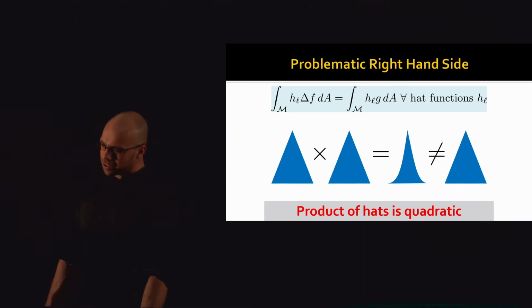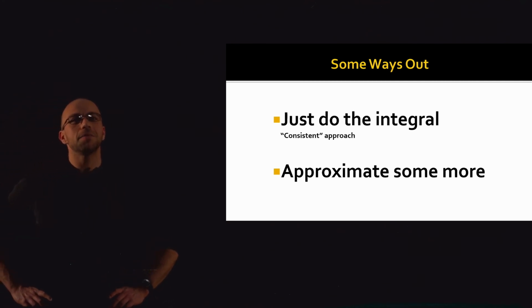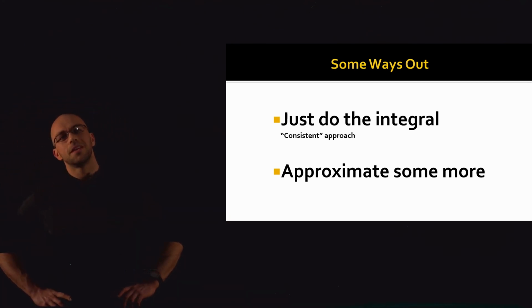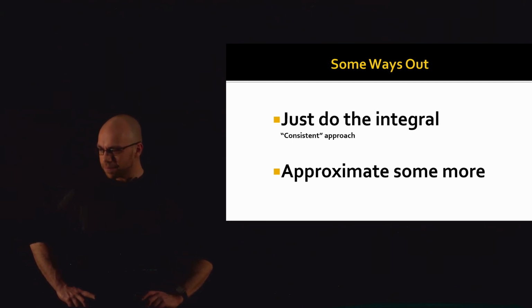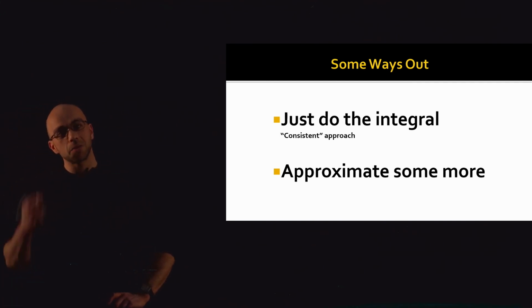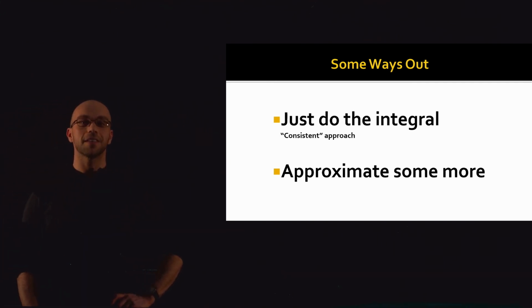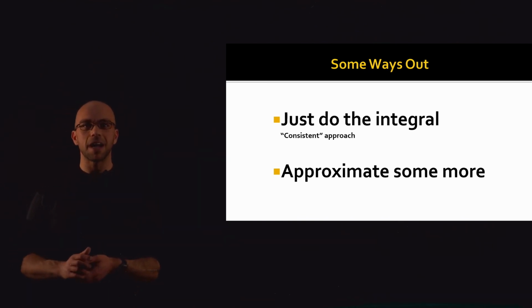Now, there are two different ways out. One is just to integrate this quadratic thing along a triangle. This is called consistent FEM. A second way out is to do a bit more approximation, and we'll cover both very briefly. So if we want to compute the actual integral of these hat functions against each other without their gradient, what we get is something called the mass matrix.